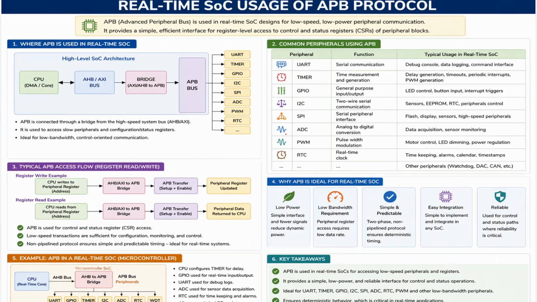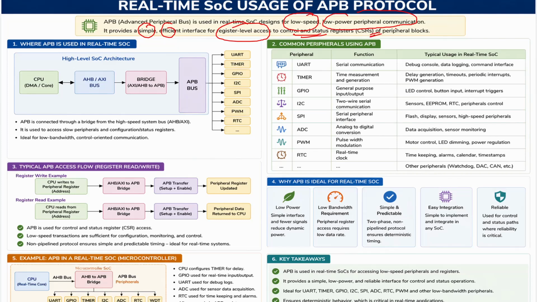So these are the real-time SoC uses of the APB protocol. Where are we using it in real-time SoCs? See, APB is an Advanced Peripheral Bus used in real-time SoCs, designed for low-speed, low-power peripheral communication. We know that low speed, low power, it provides a simple, efficient interface for register-level access, control and status registers, that means CSR purpose.